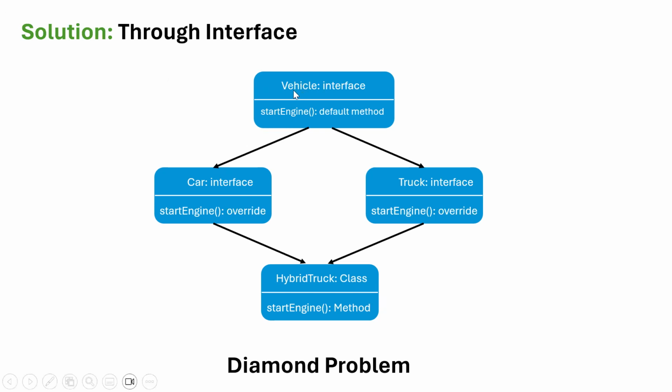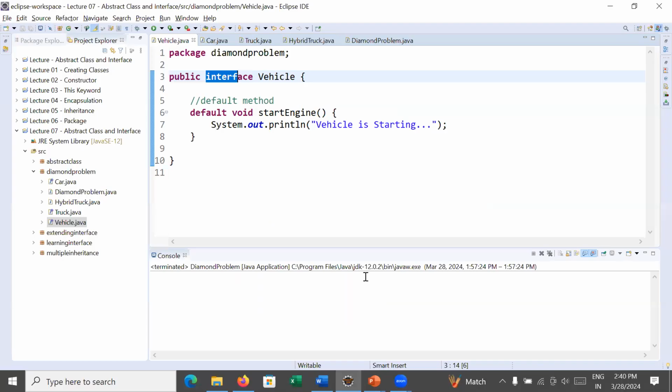So here you can make your vehicle class an interface. You can make your classes car and truck interfaces. Now in this scenario, the hybrid truck class can implement any number of interfaces and provide the definition of the overridden methods. You can see this kind of scenario is in the shape of a diamond. That's why we are saying this is a diamond kind of problem. Let us understand with the help of an example in Eclipse. Let us move to Eclipse.